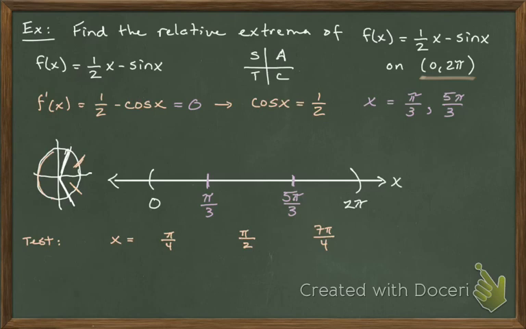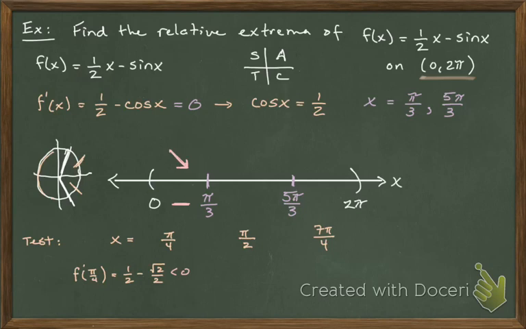So first, I check pi over 4. I do f prime of pi over 4. That's 1/2 minus, and I'm plugging these into my derivative here. So what is cosine of pi over 4? That's radical 2 over 2. 1/2 minus radical 2 over 2. Well, 1 is smaller than radical 2, so when I take 1 minus radical 2, I've got a negative value. Negative value indicates that my derivative is negative, which means my function is decreasing. So I do it all right there in real time.